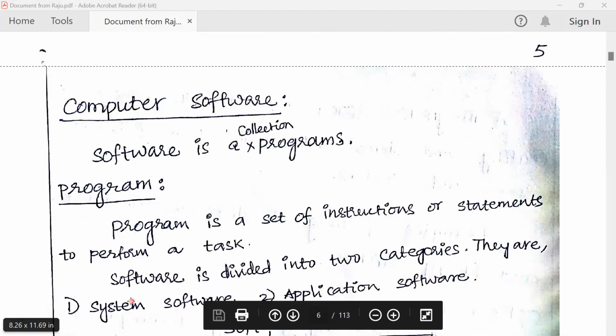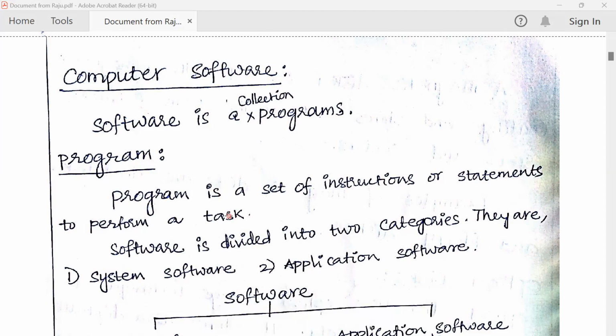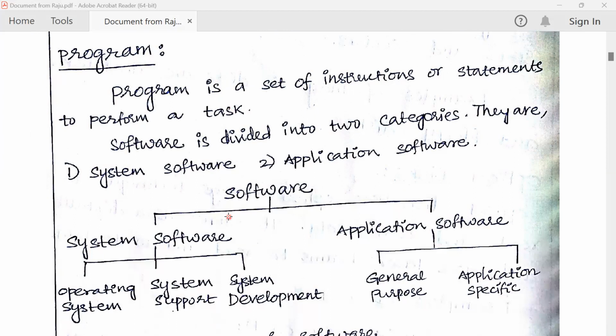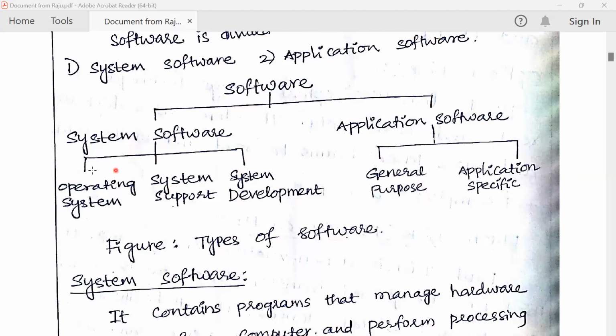Now we'll see what is meant by software. Software is nothing but a collection of programs. What is a program again? A program is a set of instructions or statements to perform a specific task. Remember, there are two types of software. First one is system software, second one is application software. System software is again divided into three types: operating system, system support, and system development. Application software is divided into two types: general purpose and application specific.